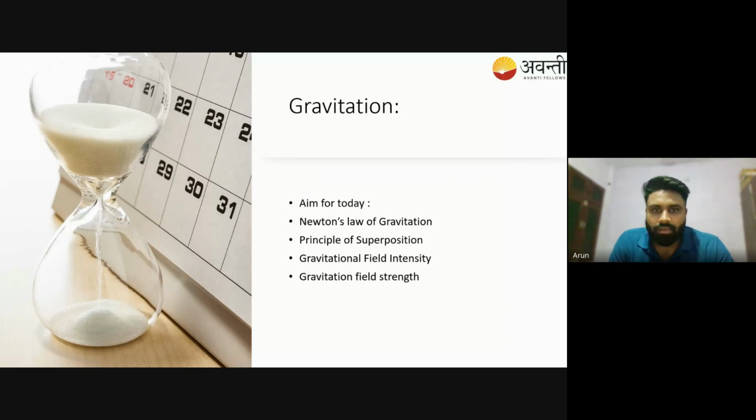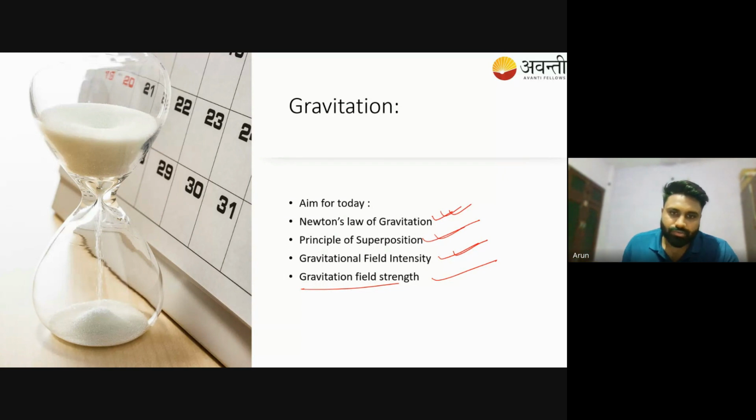So firstly, we will learn Newton's law of gravitation. Then the principle of superposition, gravitational field intensity after that, and in the last, gravitational field strength. So without wasting time, let's just get started with the lecture.